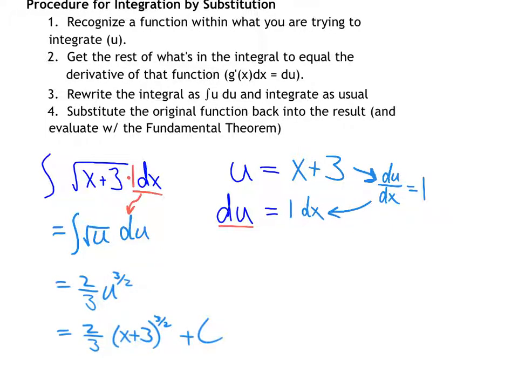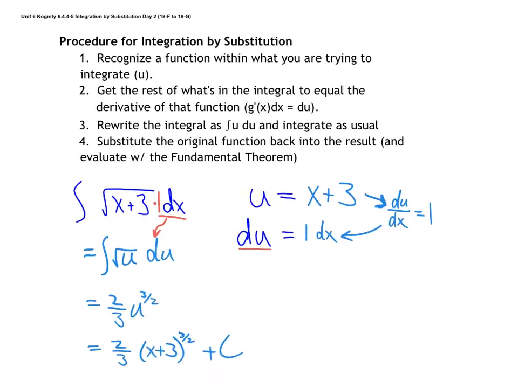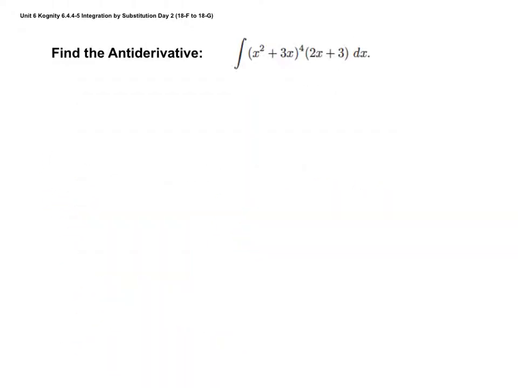Okay? So that's our process. Identify the inner function, figure out what du would equal, and substitute that in. Then you can integrate and then substitute back in what u equaled to get your final answer.